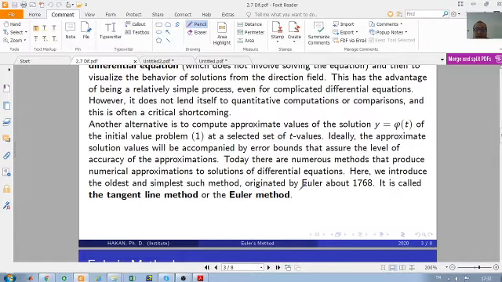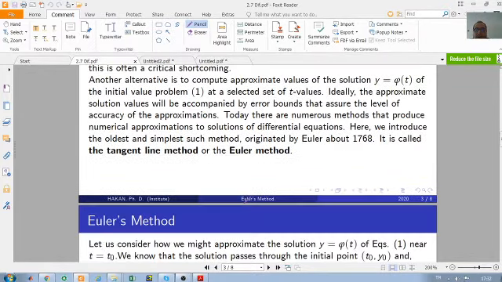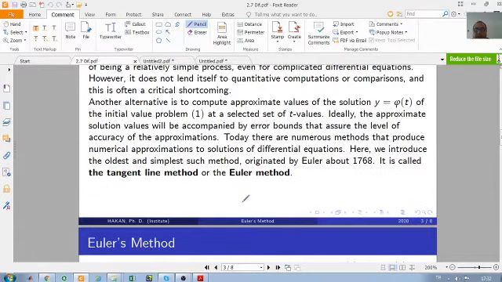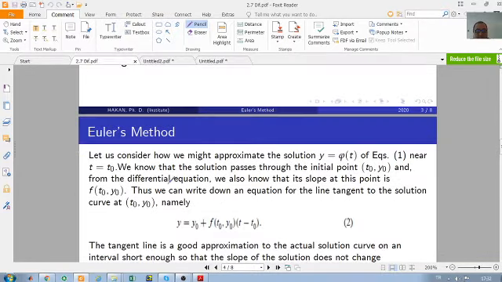Here we introduce the oldest and simplest such method, originated by Euler about 1768. It is called the tangent line method or the Euler method. Namely, we will obtain approximate values for the solution at some selected t values.